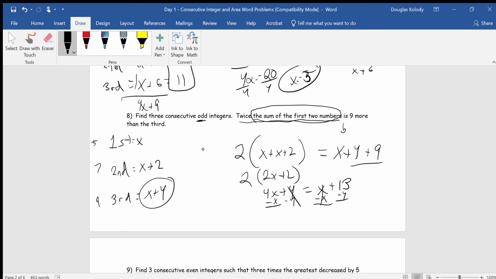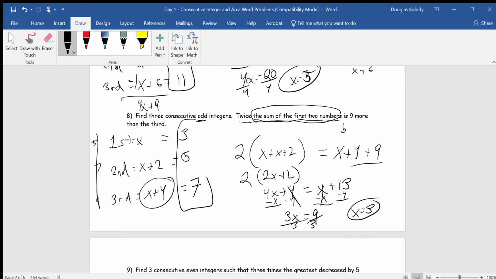All right, and so 4x minus x is 3x. 13 minus 4 is 9. And if you divide by 3, you get x equals 3. So I was off by just a little bit right there. X equals 3. The next odd number is 5, and the next number after that is 7. But the translation was key. Pause, rewind, watch this example as many times as you need to.